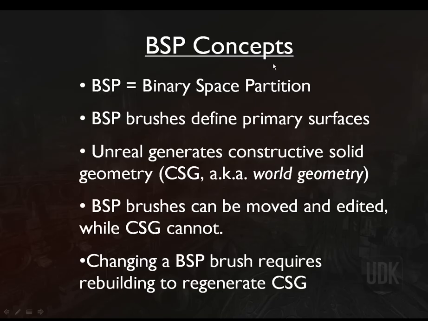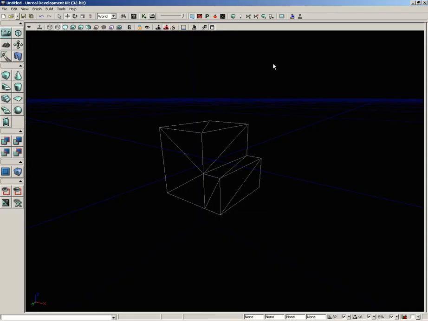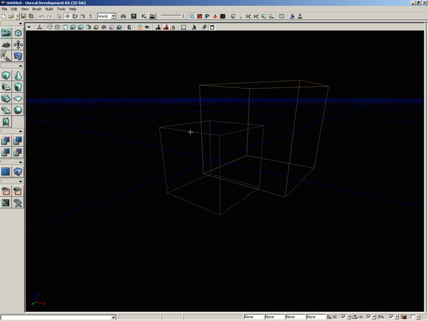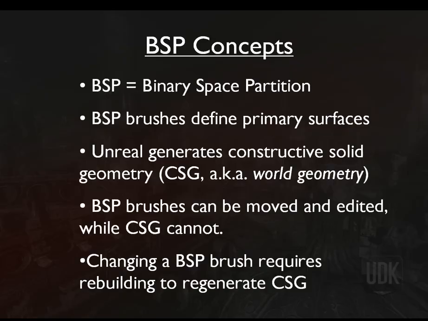Let's jump back into our show for just a minute. Now, BSP brushes can be moved and edited, while CSG cannot. So over here inside UDK again, I can't even select this piece of solid geometry. I mean, I can click on various faces of it, but that's really just for applying materials to it. It's not going to really do me any good. I can't come in here and move this piece around. If I want to move this block, what I need to do is go into brush wireframe mode and move the brushes that are generating that solid geometry. And thereby that'll create a recalculation.